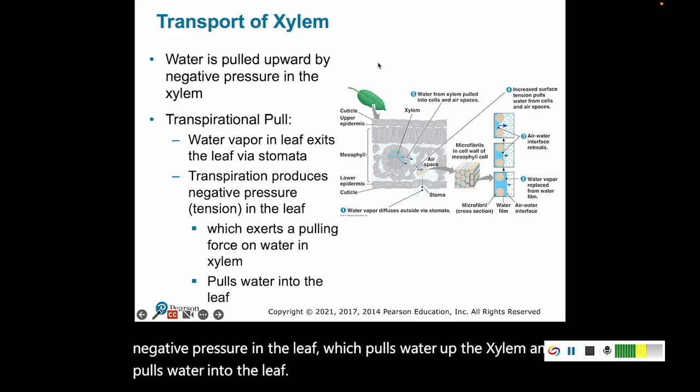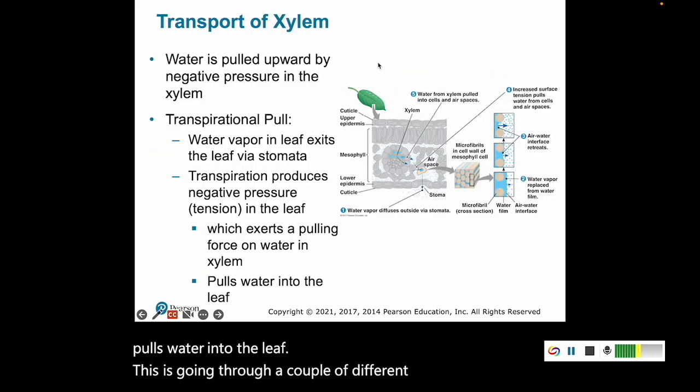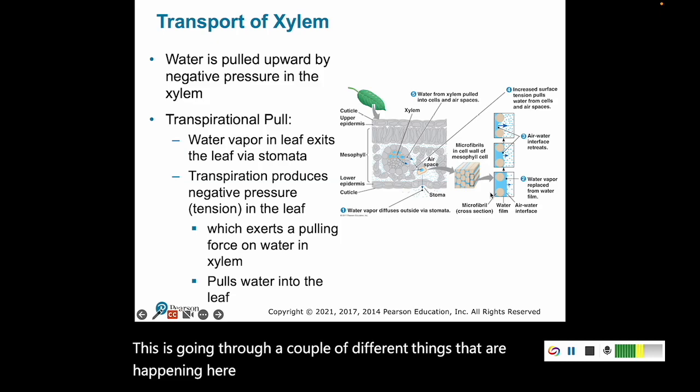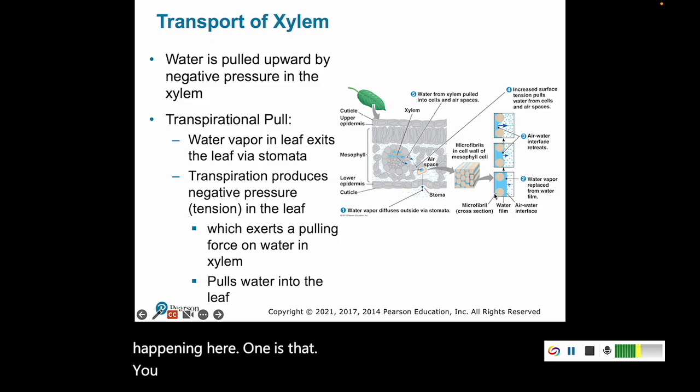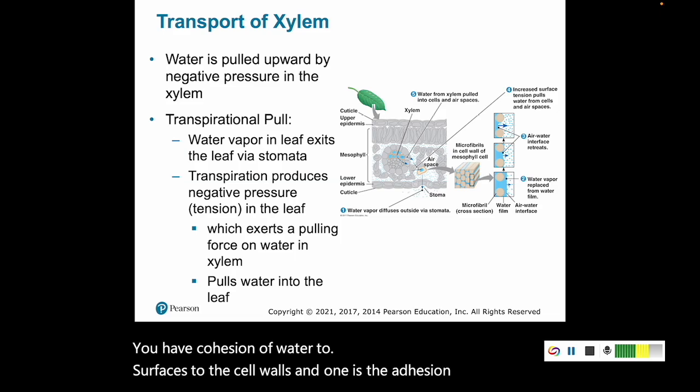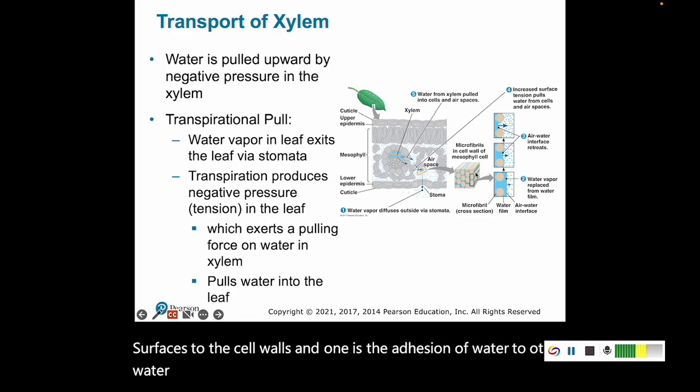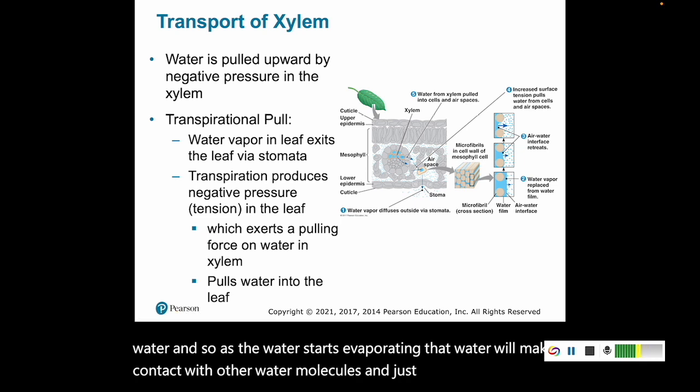This is going through a couple of different things that are happening here. One is that you have cohesion of water to the surfaces, to the cell walls, and one is the adhesion of water to other water. And so as the water starts evaporating, that water will make contact with other water molecules and just pull it on up the plant.